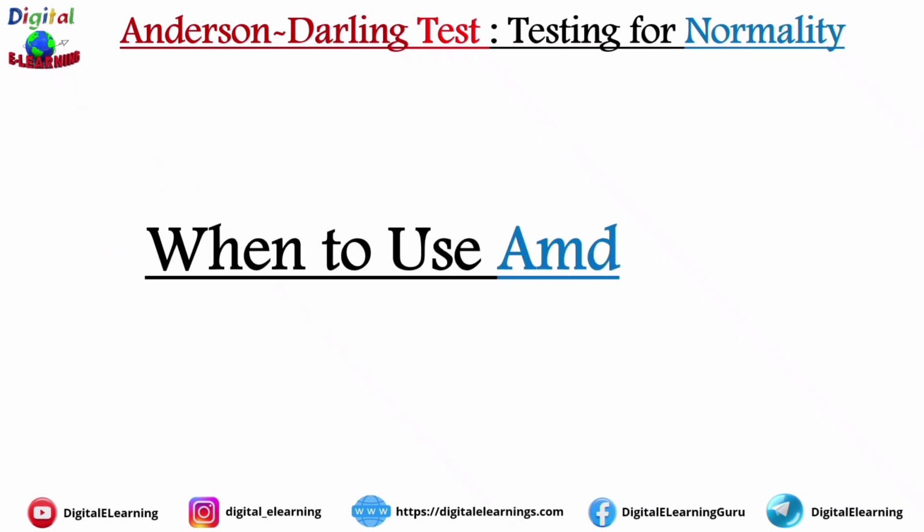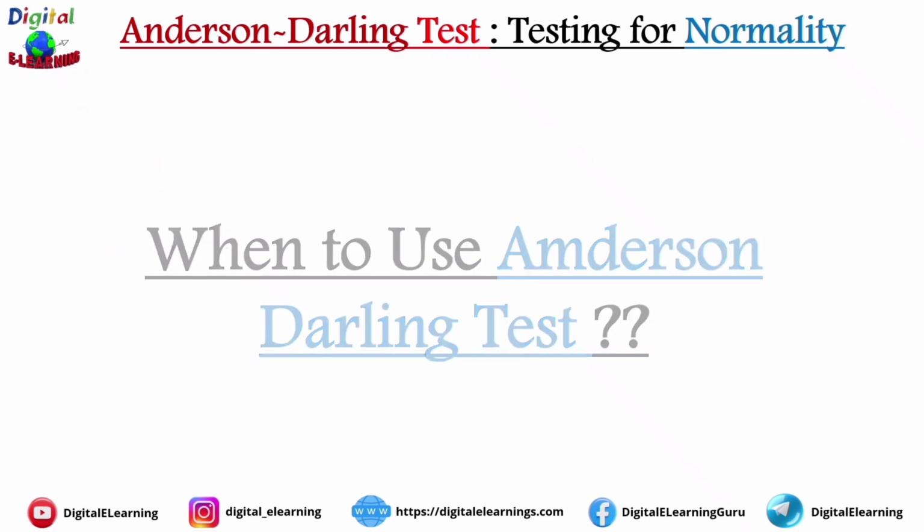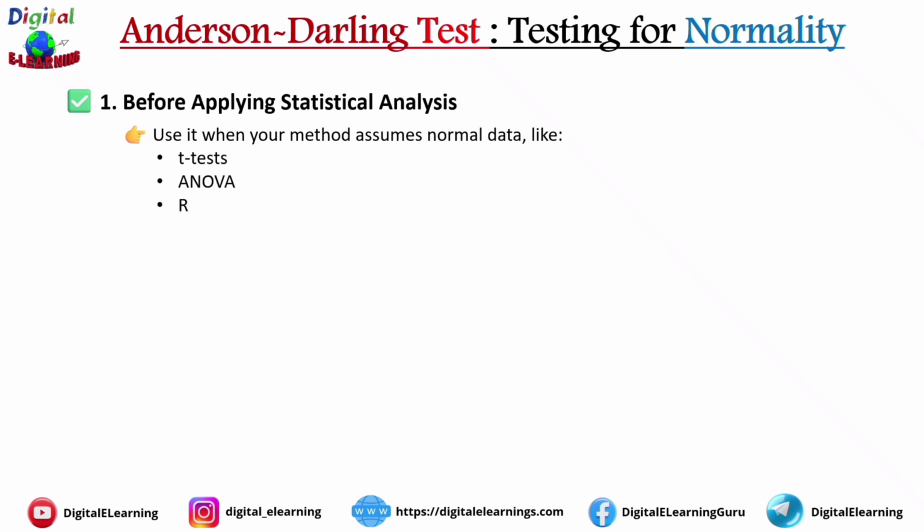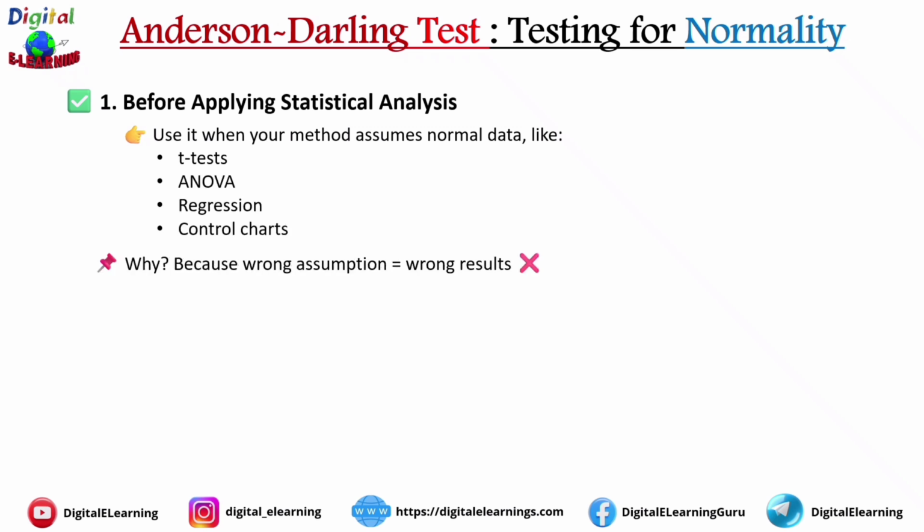When to use this Anderson-Darling test? First case, before applying the statistical analysis. That means use it when your method assumes normal data, like t-test, ANOVA, regression, control charts. Why? Because wrong assumptions can lead to wrong results.